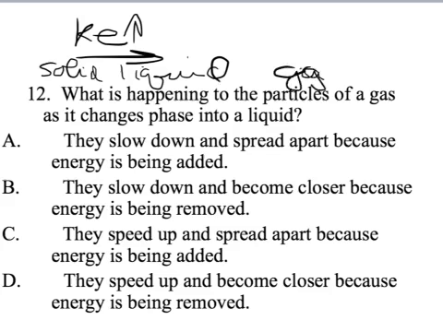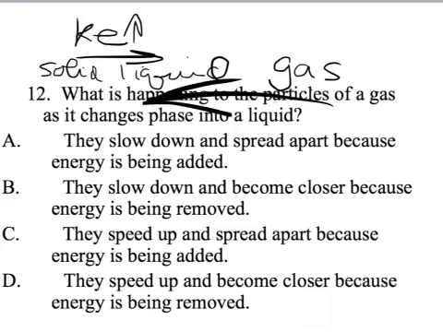So what we're trying to say here, because we're going backwards, from a gas to a liquid, we should have a decrease in kinetic energy. Okay? So they are going to slow down. So C and D are wrong because they're saying they're speeding up.